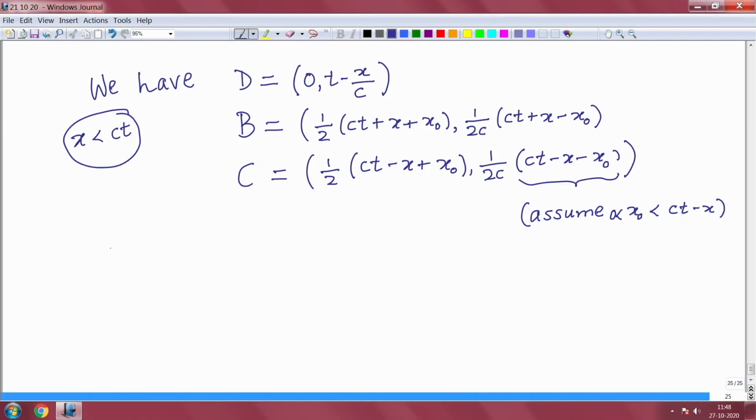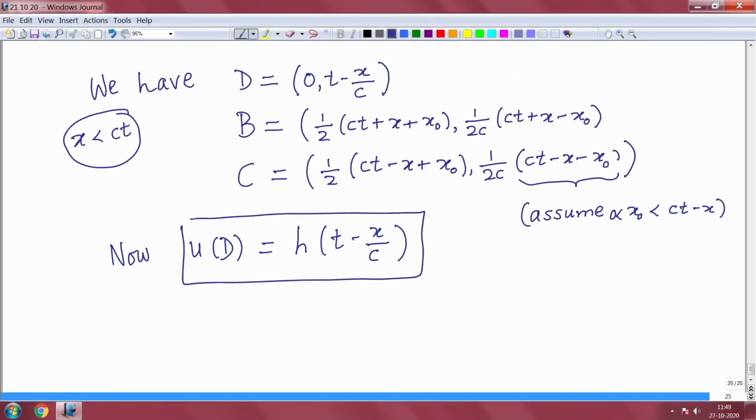Now u of d is simply h of t minus x by c. D is a point on the boundary line, so there is no problem at all.